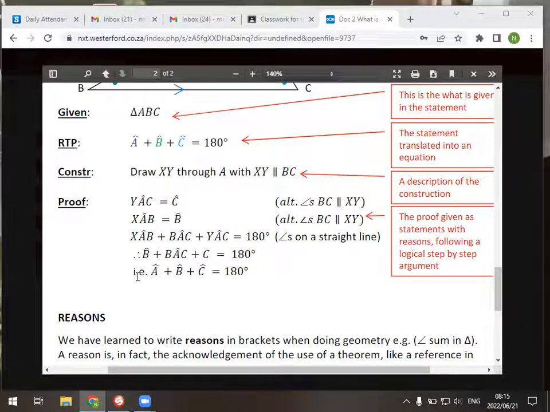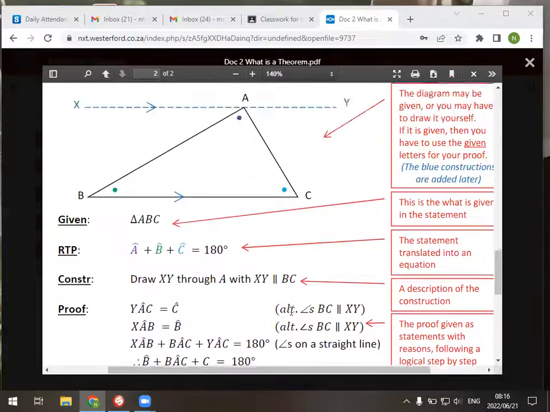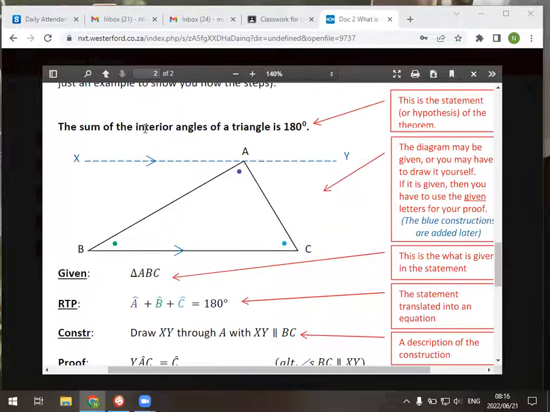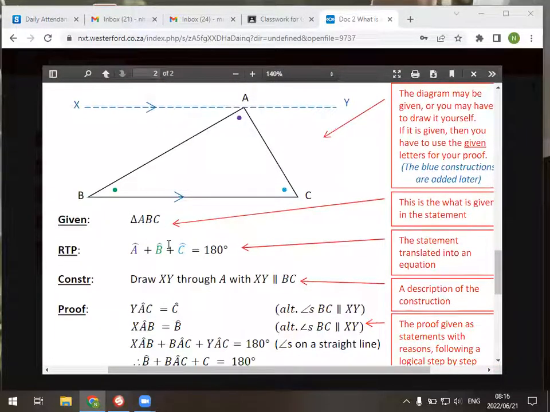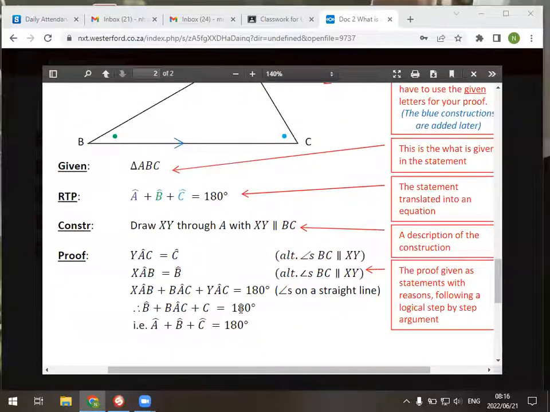Okay, so your final line in a proof, guys, always has to be the same as your required to prove section, because that is what we're trying to get to. All right, this is what we need to prove. So this is the main layout that any mathematical proof would take on, guys. Statement, diagram, given, required to prove, construction, and then the proof.